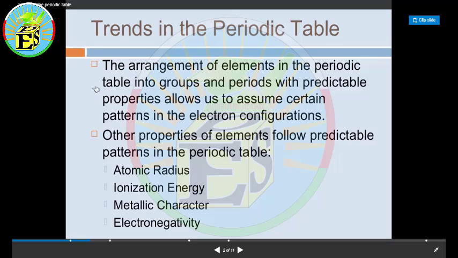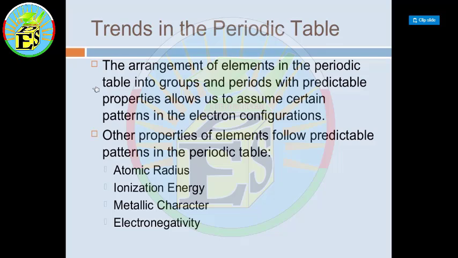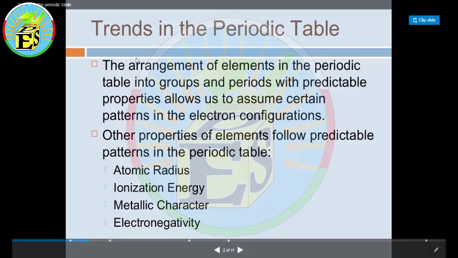First of all, the arrangement in the periodic table. You know that the periodic table is arranged into groups and periods. Groups are the vertical columns, 1A, 1B, 2A, 2B, 3A, 4A, like this. And periods are horizontal, laid down in position.